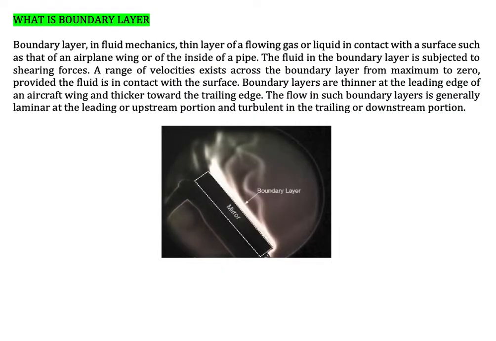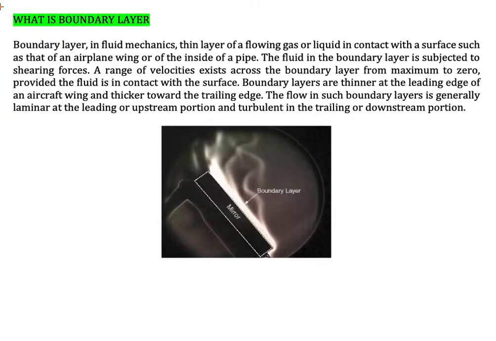Okay, so what is boundary layer? Boundary layer in fluid mechanics is a thin layer of flowing gas or liquid in contact with a surface, such as that of an airplane wing or of the inside of a pipe. The fluid in the boundary layer is subjected to shearing force.